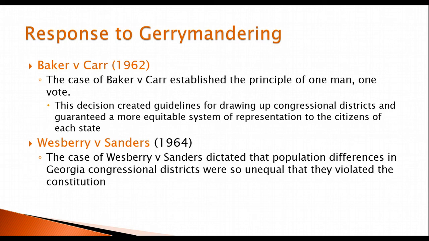So when we look at the idea of gerrymandering, there are a couple of Supreme Court cases that we should be familiar with so that we can understand how some of these things have come apart. So Baker v. Carr, which happened in 1962, established the principle of one man, one vote. This decision created guidelines for drawing up congressional districts and guaranteed a more equitable system of representation to the citizens of each state. So what had happened in this case is that there were certain districts that had so many more people compared to other districts that had very few people that their vote didn't count as much.